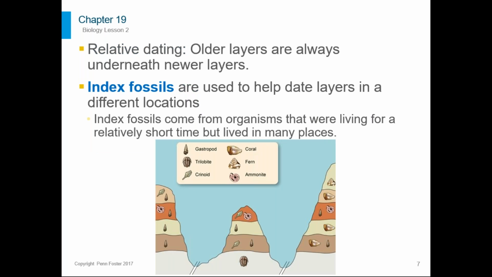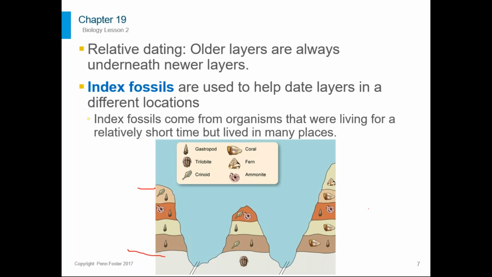Now with fossils, relative dating is done by comparing the layers in which they are found. Older layers are always found underneath younger layers. Okay, so looking at these layers, we can figure out which fossils are oldest and youngest. So these down here would be the oldest, and then it's newer and newer and newer, and these are the most recent.